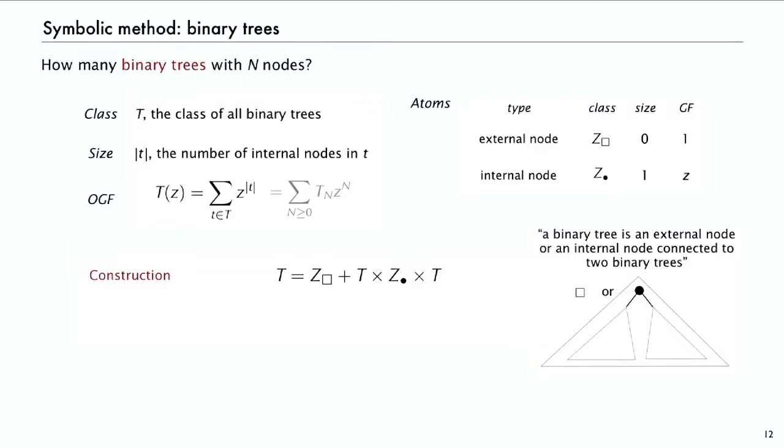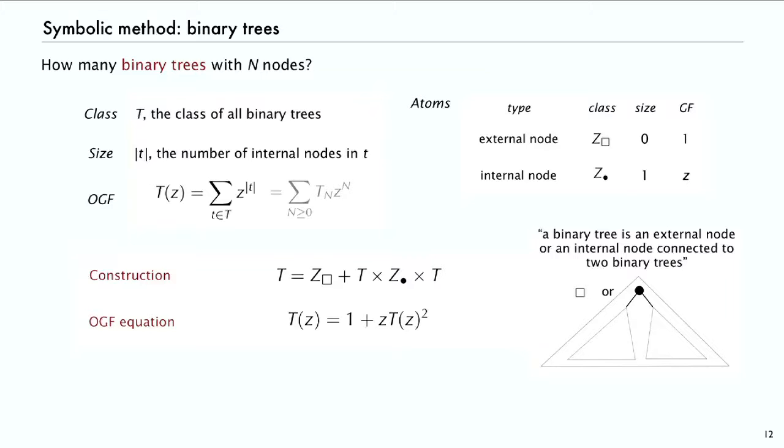And now what's significant is we can use the transfer theorem to immediately translate to the generating function equation. Z sub box, the generating function is 1. Generating function for Z sub dot is Z. Generating function for the two T's is T of Z. Cartesian product of those translates to the product of the generating functions. But no sums involved there. We don't have to do sums anymore to get generating function equations of this nature.